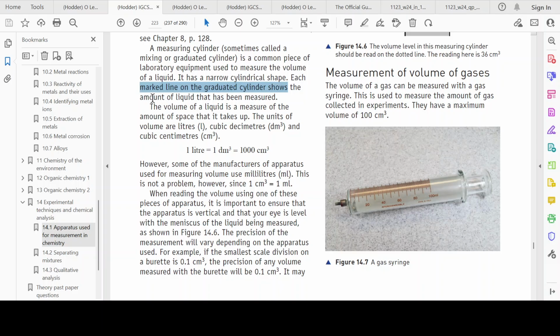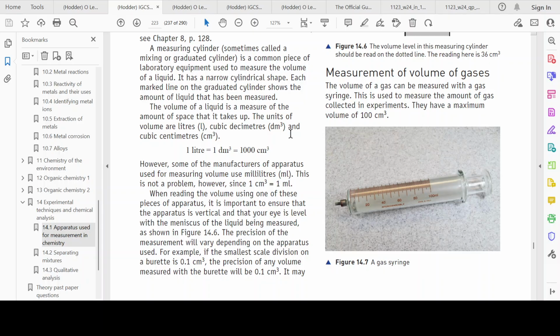The volume of a liquid is a measure of the amount of space that it takes up. The units of volume are liter, cubic decimeters and cubic centimeters, right? So something I told you when we were doing moles, 1 liter is 1 decimeter cube, which is 1,000 centimeter cube. They haven't given ml over here, milliliter, but 1 centimeter cube is 1 milliliter basically.